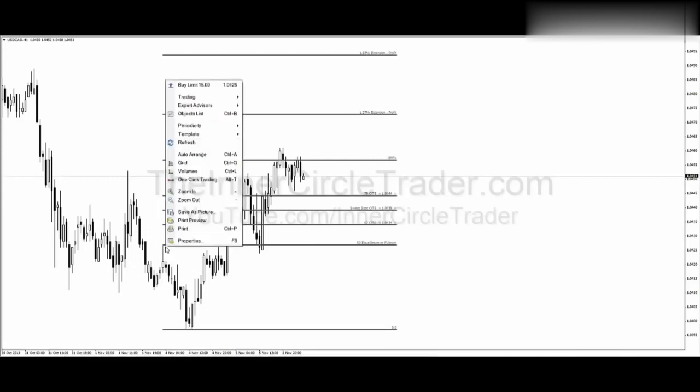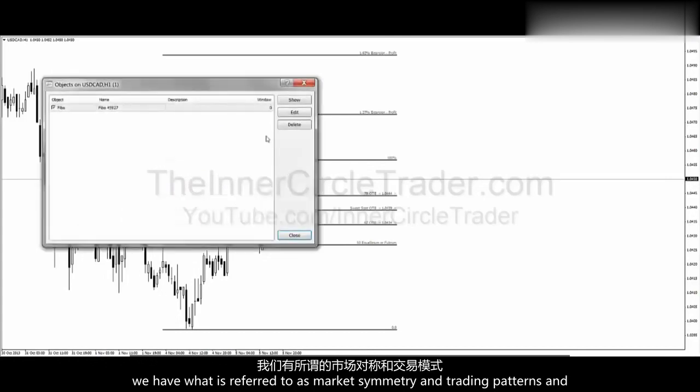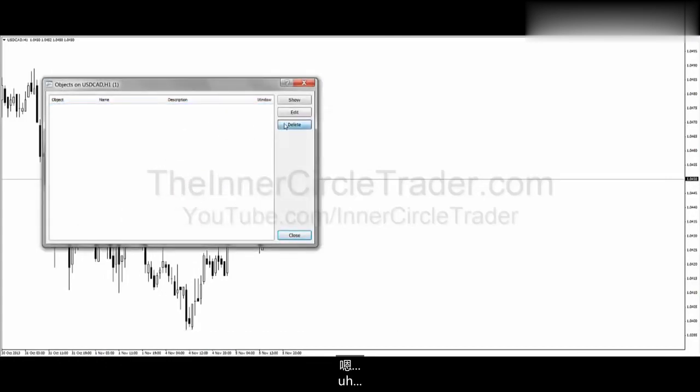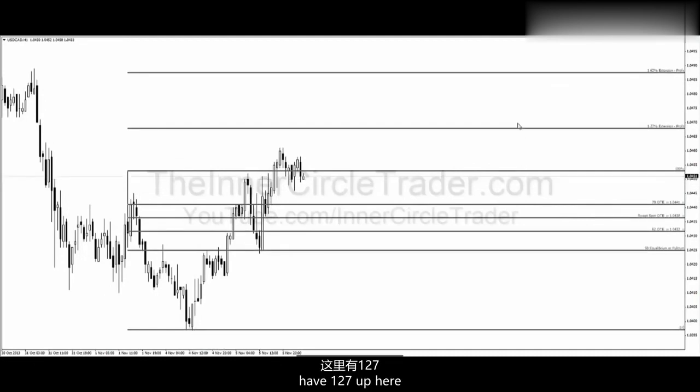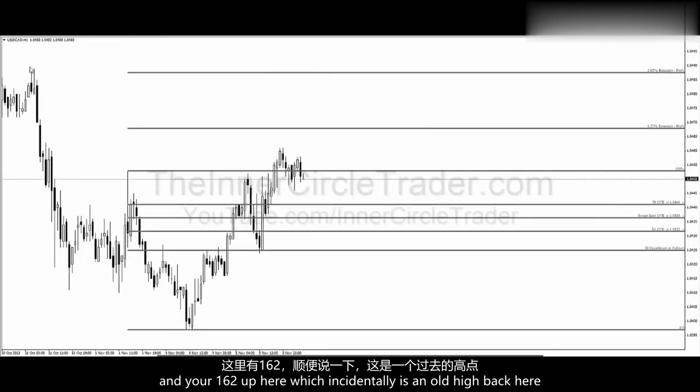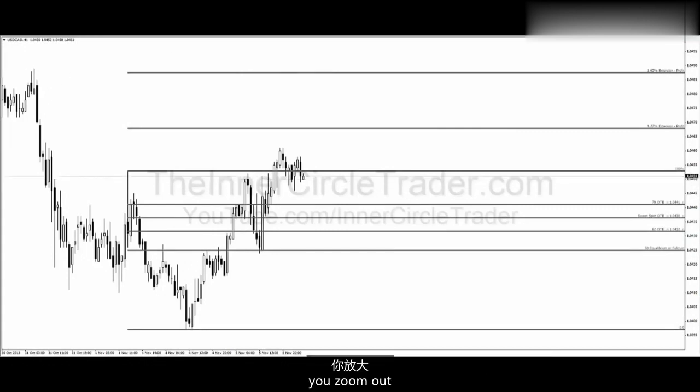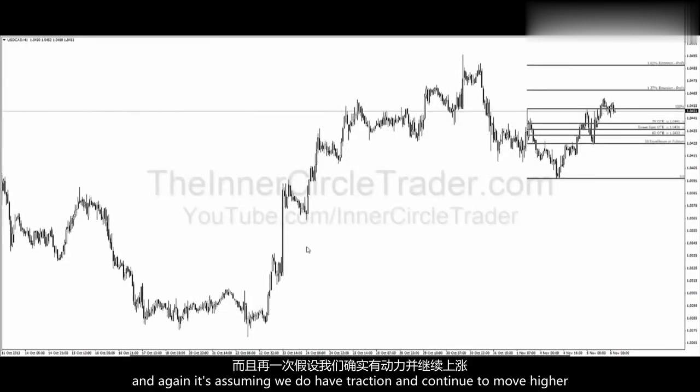When it does that, we have what is referred to as market symmetry, and trading patterns and setups become very, very clean and very high probability when that occurs. Since we've taken out this high here, one could do this on the high down to this low. You have 127 up here and your 162 up here, which incidentally is an old high back here. If you zoom out, you can see that is the case over here. And again, that's assuming we do have traction and continue to move higher.